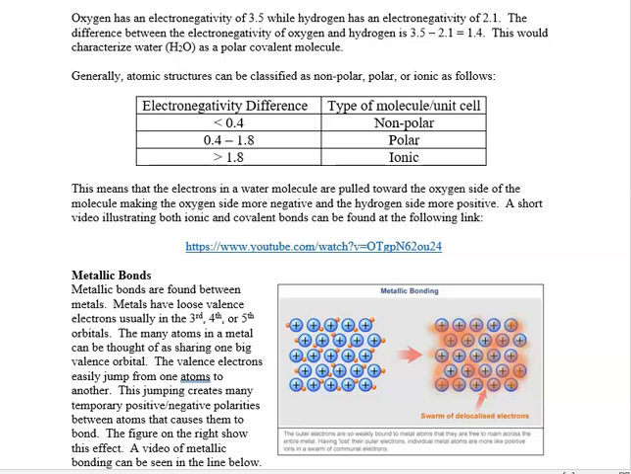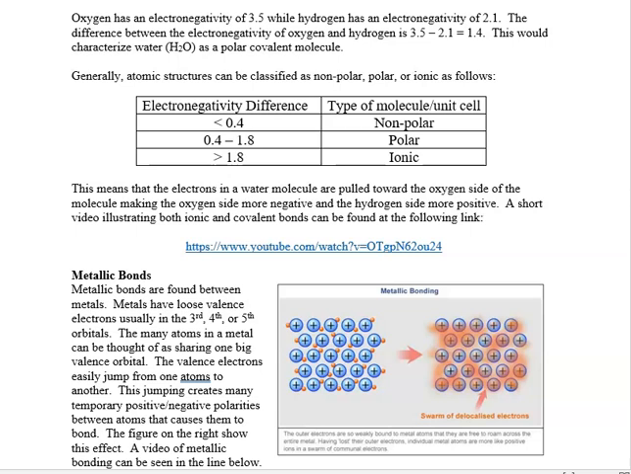Now, this next concept is not one that was covered in the video from Unit 1. Generally, atomic structures can be classified as nonpolar, polar, or ionic. If the electronegativity difference between the two atoms is less than 0.4, some books will tell you 0.5, you don't have to worry too much about that, it's going to be nonpolar. In other words, there's not very much electronegativity difference, so the electrons aren't going to be pulled towards one of the atoms or the other very much.